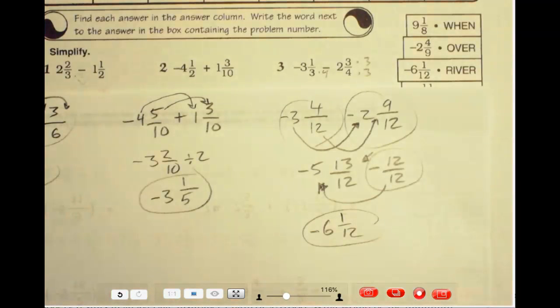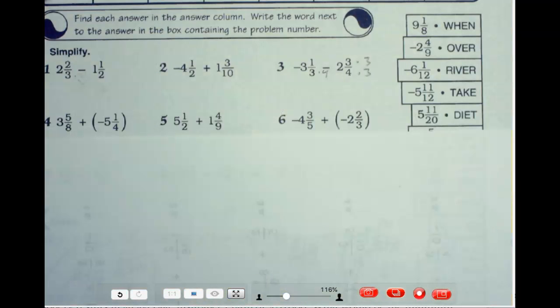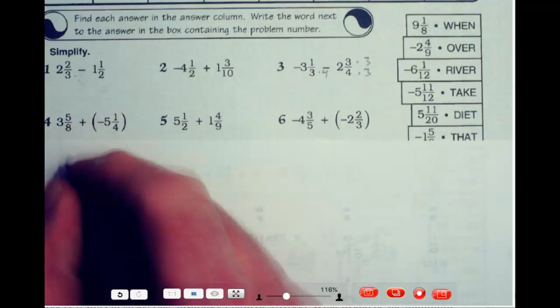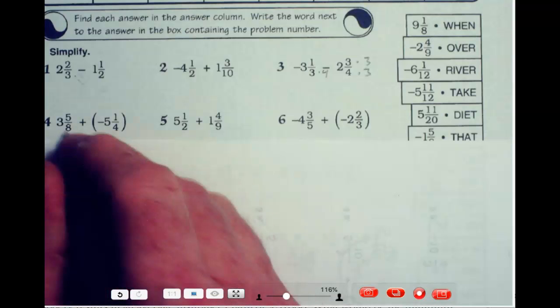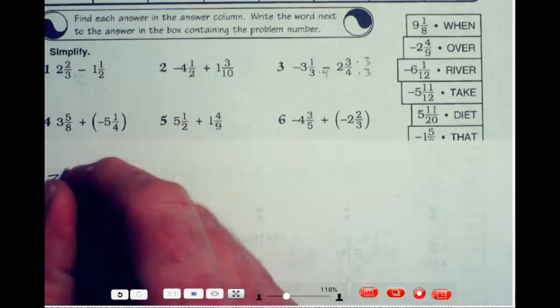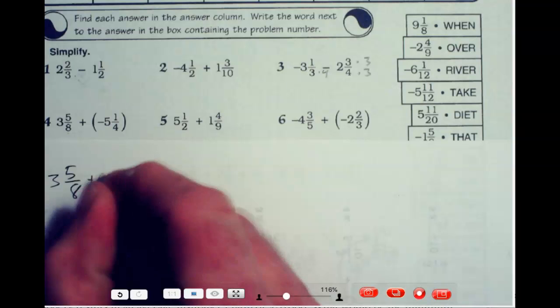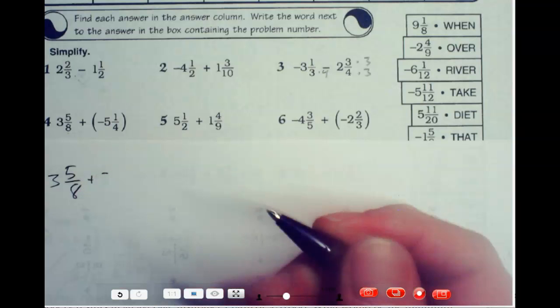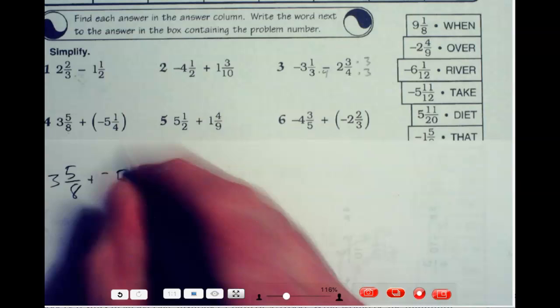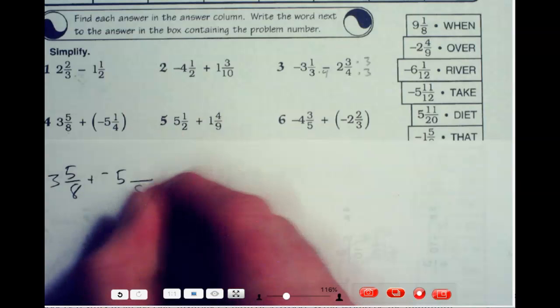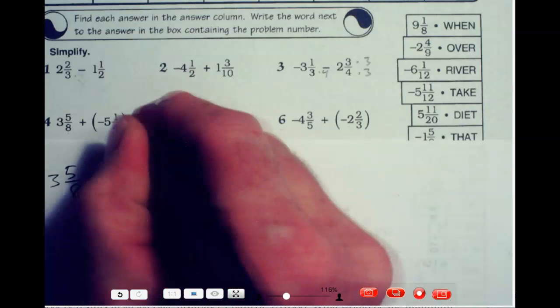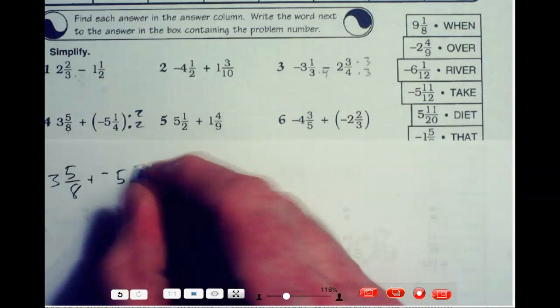You know what? I might do just one more problem because I just realized I didn't have to make a trade or go to improper fractions. And it looks like number 4, I'm going to have to do that. So let's see. We have 8 and 4, so we're going to use 8. So we'll make this 3 and 5/8. And we're going to add a negative. Well, this is going to be 5 and make this guy 8. I would have to take this times 2. So it's 5 and 2/8.